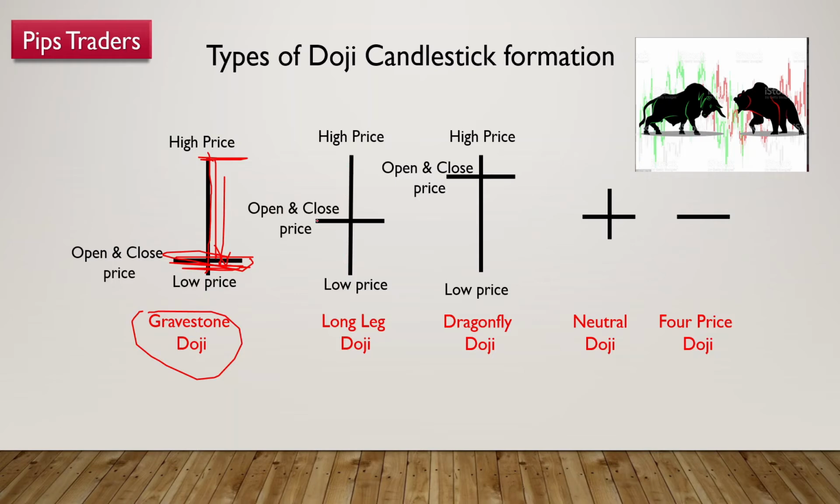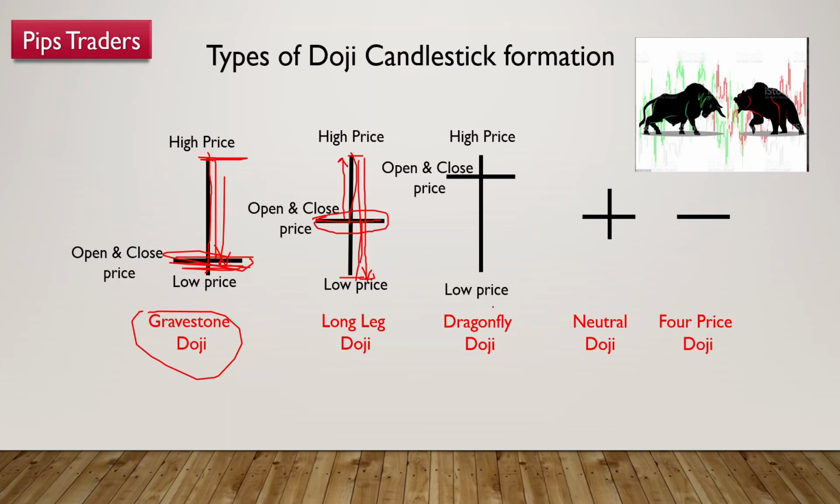Again, we have long leg doji, where the price opened in the middle, it tried going up. Again, it couldn't sustain here. Again, the price tried to go down. The buyers tried to take it up. It couldn't sustain here. Then the sellers started to take over the market and try to push the market down. Again, it couldn't sustain here. Then the opening price and the closing price happened in the middle. So this long leg doji actually has longer legs, longer shadows.